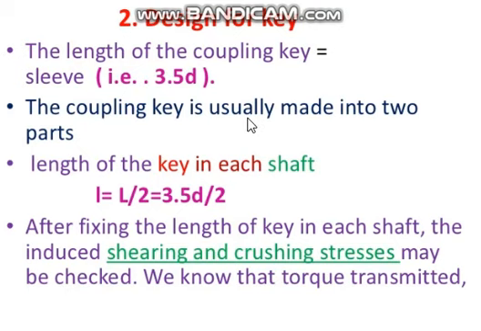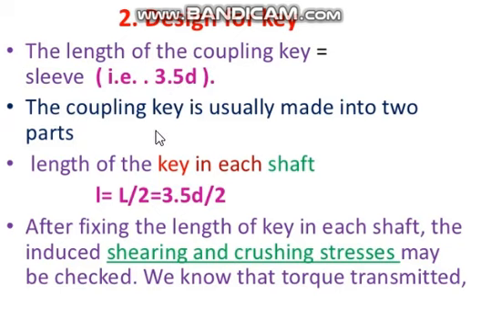Okay, till now we have used two equations, one for shaft, one for hollow shaft. Hollow shaft is for the sleeve, and then design for the key. Now, in the design for the key, the length of the coupling key is taken as the coupling's length. Coupling's length is 3.5 D. This is again an empirical relation, L is equal to 3.5 D.